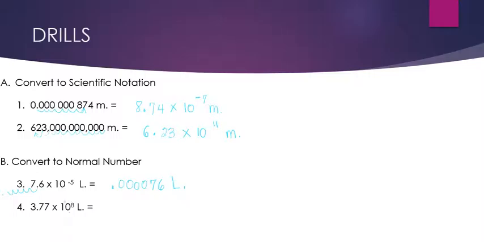Next, I see a positive 8, meaning I should end up with a large number. So this time I'm going to bring this point to the right 8 times. 1, 2, 3, 4, 5, 6, 7, 8. So that would be 3, 7, 7, and 6 zeros liter. So you end up with 377 million liters.